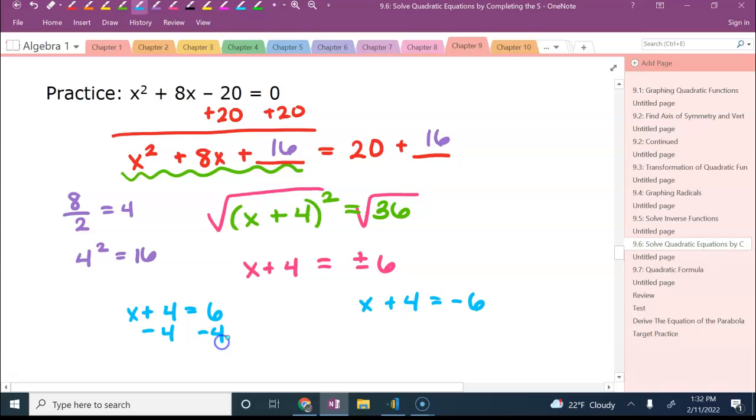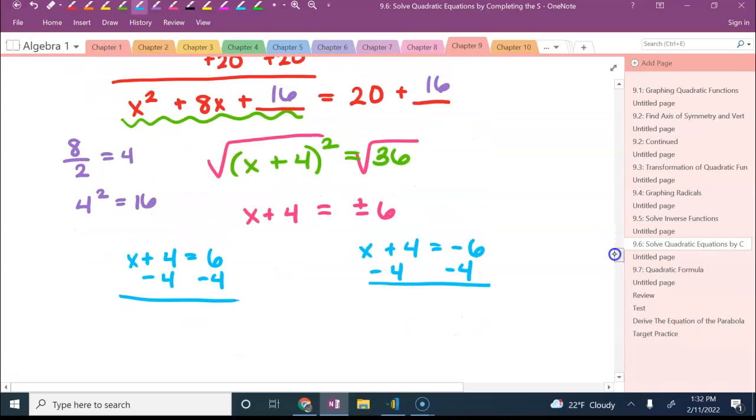To solve both of them, you're going to subtract your 4's. So one answer is going to be x equals 2, and the other answer is going to be x equals negative 10.